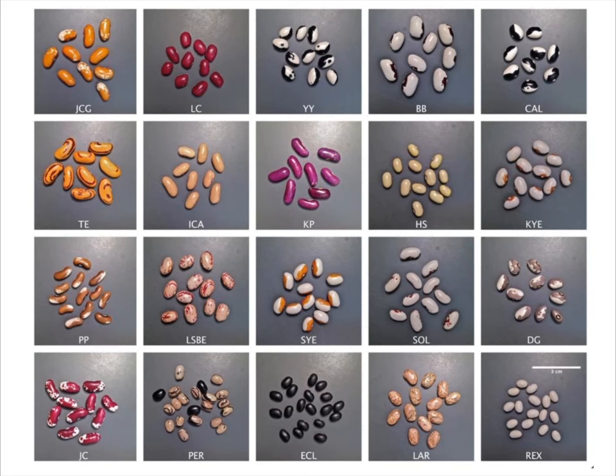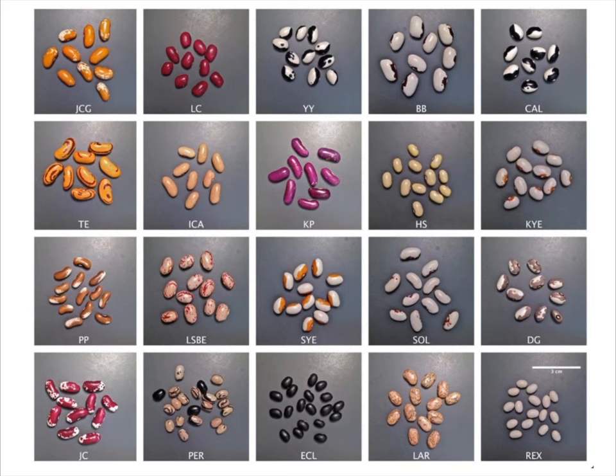And then on the bottom right, I have the checks. The very bottom right corner is a navy bean, OAC Rex. Then Lariat Pinto, which is extensively grown in these parts, and Eclipse black beans. So these are the 17 heirlooms and the 3 checks.